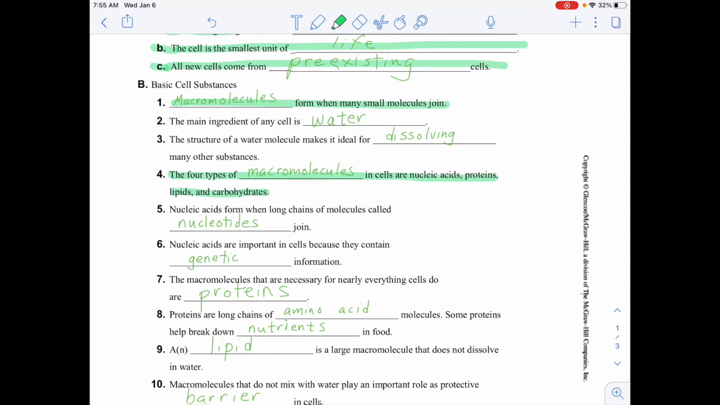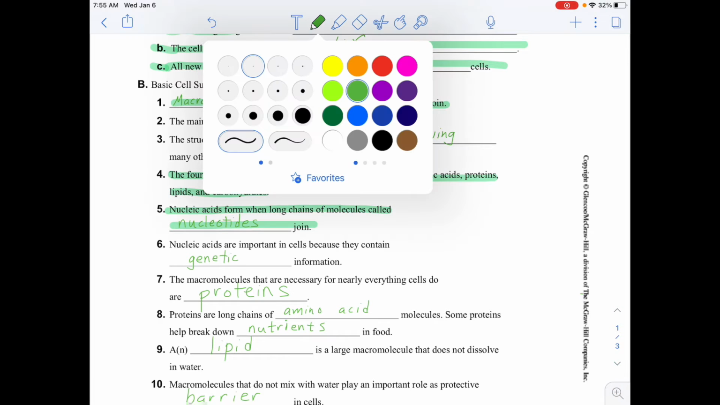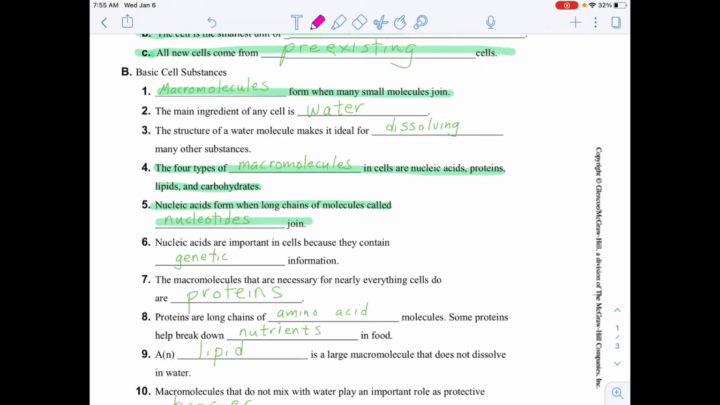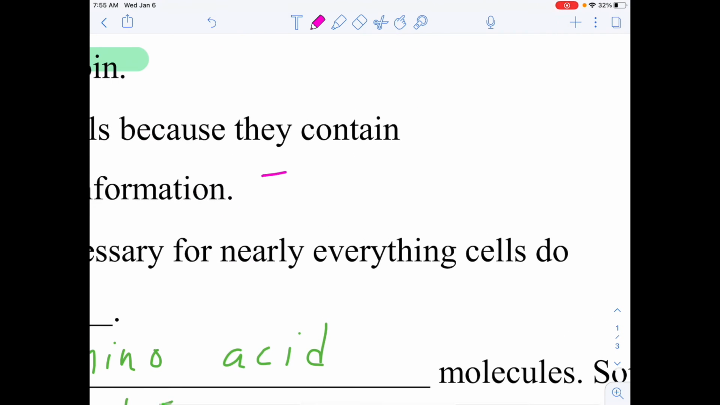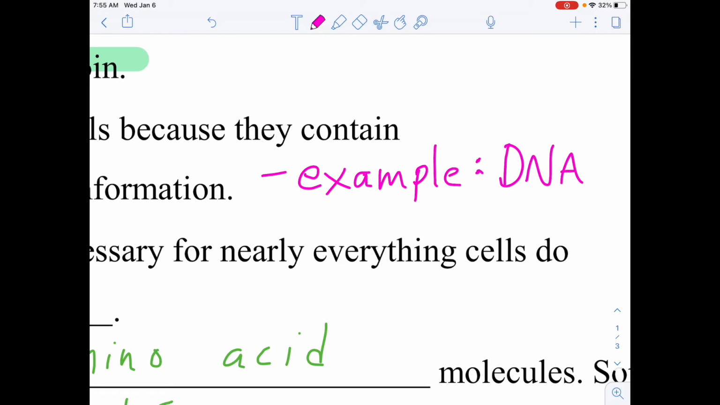Number 5, nucleic acids form when long chains of molecules called nucleotides join. That is going to be sort of the definition of nucleic acids, so I would highlight that one. Number 6, nucleic acids are important in cells because they contain genetic information. You have probably heard of DNA. DNA is an example of a nucleic acid. So let's add that to your outline. There's also another nucleic acid that's called RNA, which we will learn more about later.